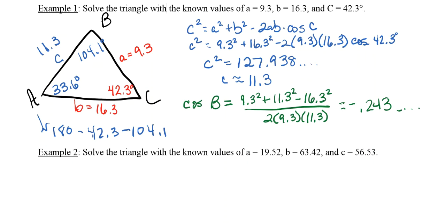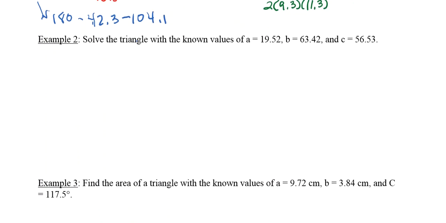When you're doing these problems, take a moment. B is my largest angle, and side B is my largest side. Angle A is my smallest angle, and side A is my smallest side, so it does make sense. So let's go down and look at example 2.